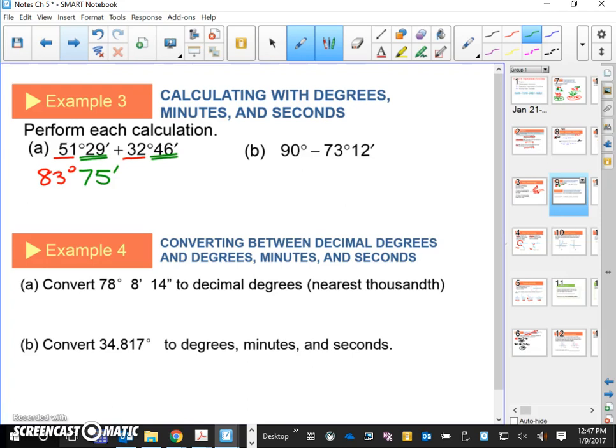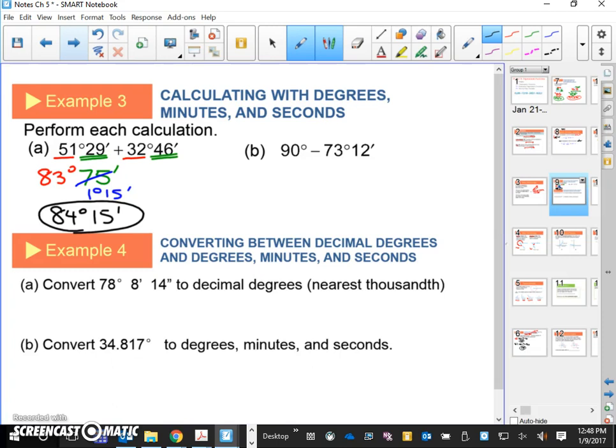And so this 75 minutes isn't really reduced, and MyMathLab will count you wrong if you leave it like that. So what we're going to do is say 75 minutes is really 1 degree and 15 minutes. And so I see 83 degrees and 1 degree and 15 minutes. If you collect your like terms there, we're going to end up with 84 degrees and 15 minutes. And what that means is just 84 point something.